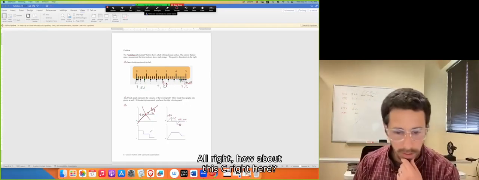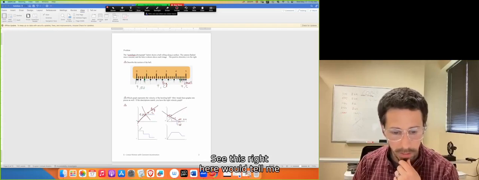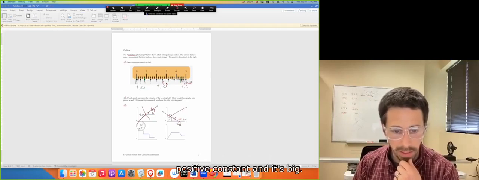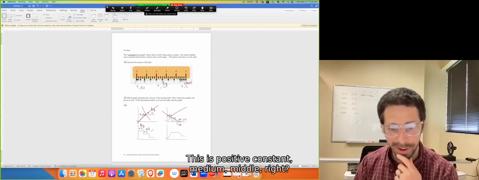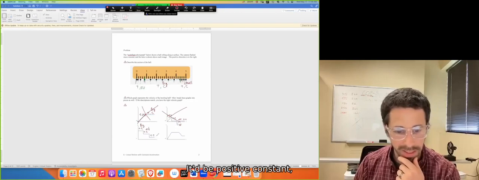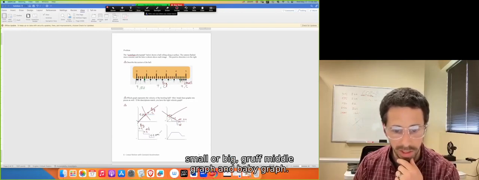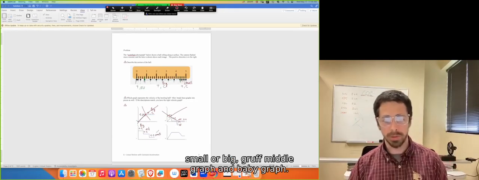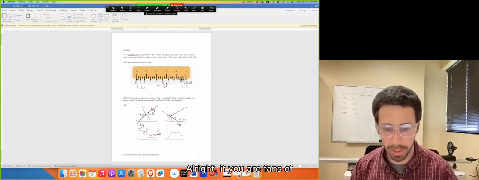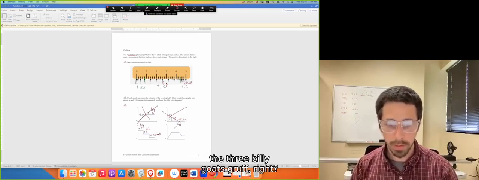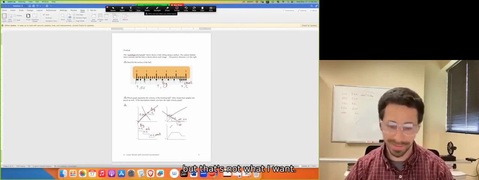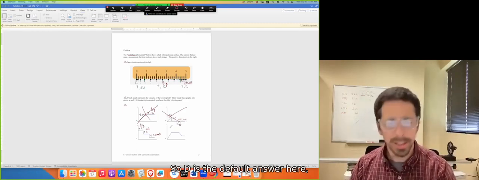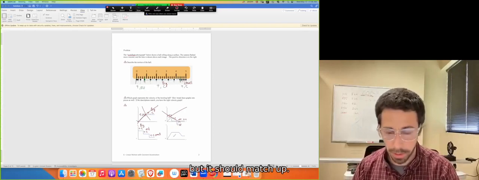All right, how about this C right here? C would tell me positive constant, and it's big. This is positive constant medium, middle. And this would be positive constant small. Or big gruff, middle gruff, and baby gruff, if you are fans of the Three Billy Goats Gruff. Those are all constant velocities, all positive, which is great, but that's not what I want. So D is the default answer here, but it should match up.